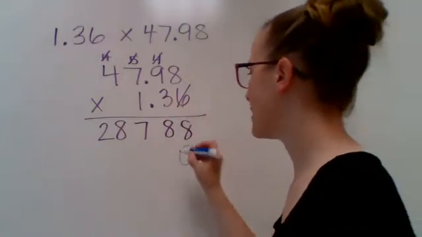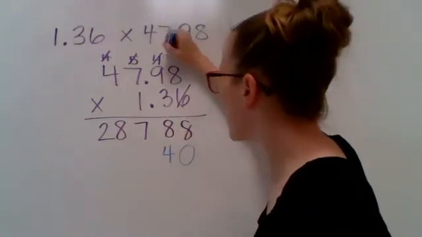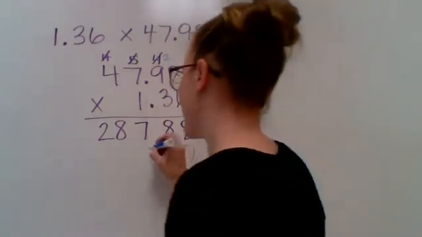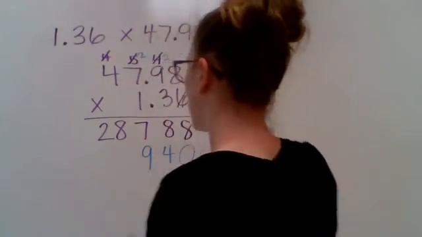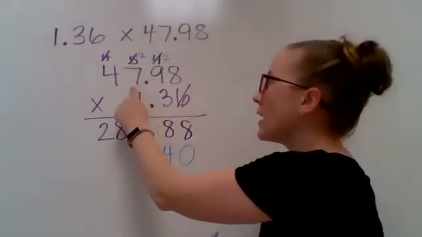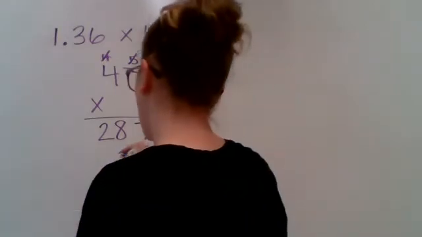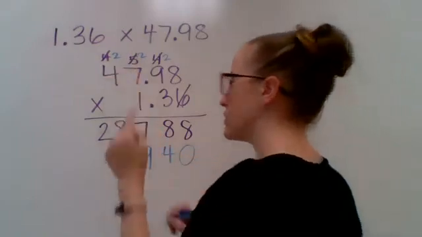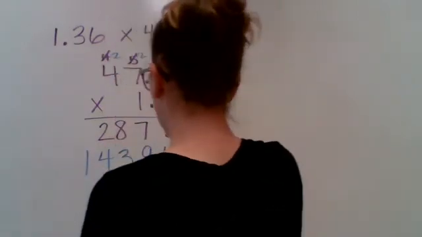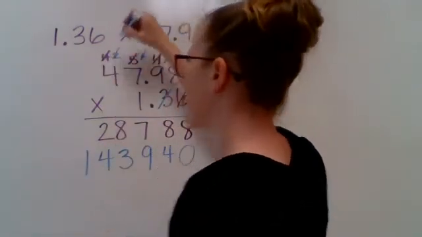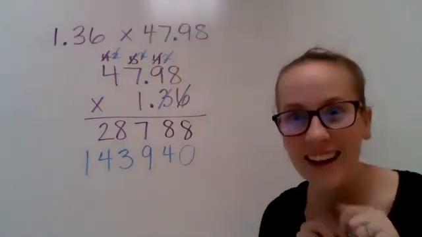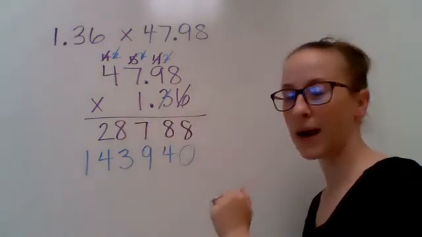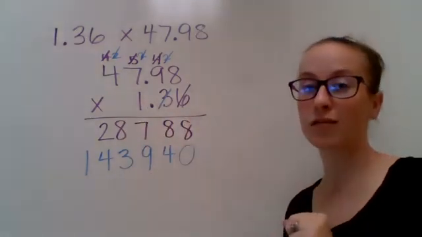Now 3 times 8 is 24. Regroup the 2. 3 times 9 is 27, plus 2 is 29. Regroup the 2. 3 times 7 is 21, plus 2 is 23. Regroup the 2. And 3 times 4 is 12, plus 2 is 14. I'm going to cross off the numbers I'm done with. And I still have another partial product. So because this was a 3-digit factor on the bottom, I'm going to have 3 rows of partial products.